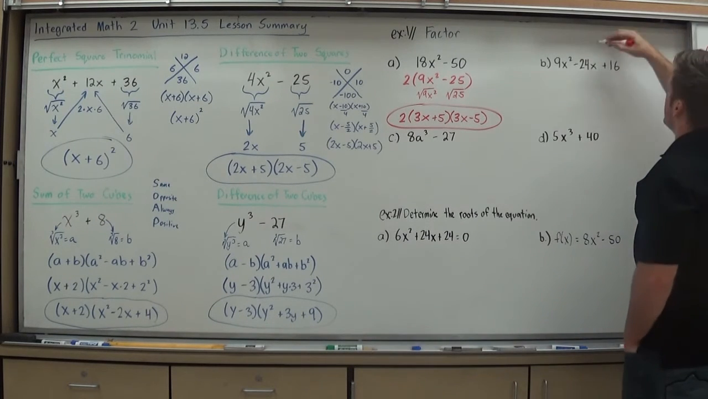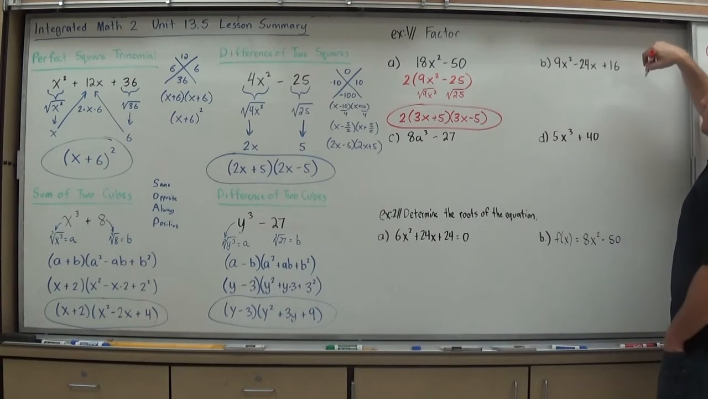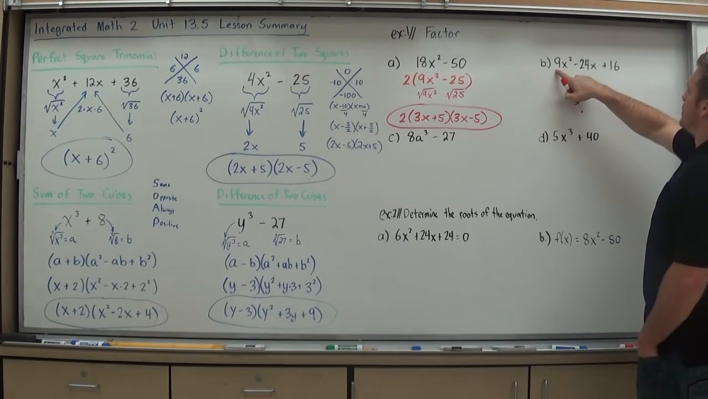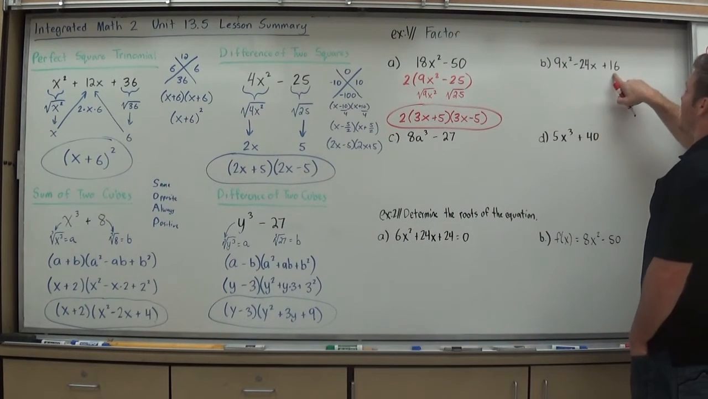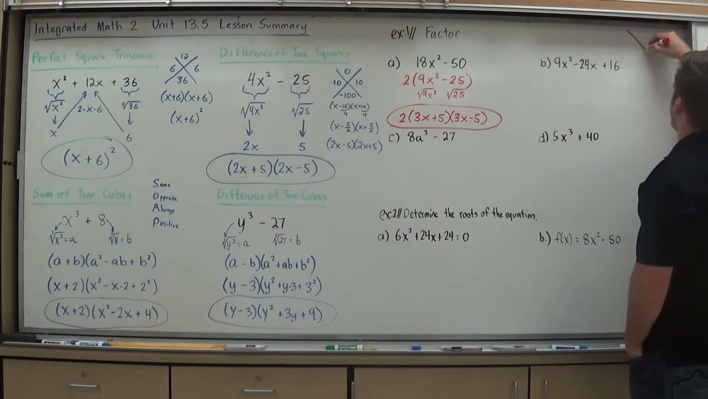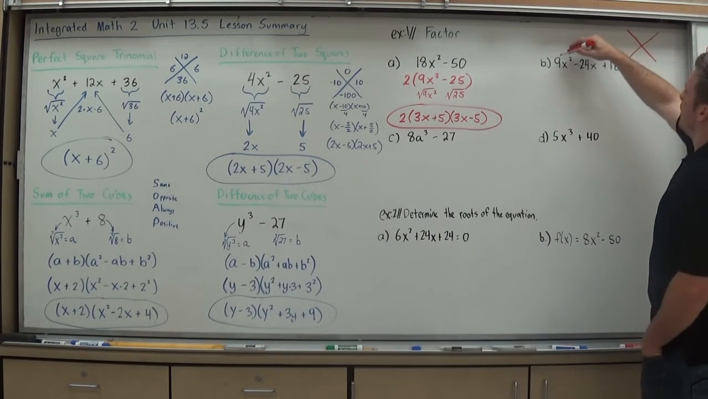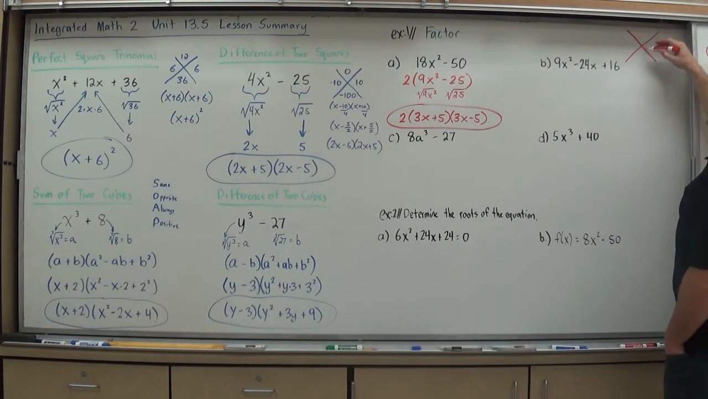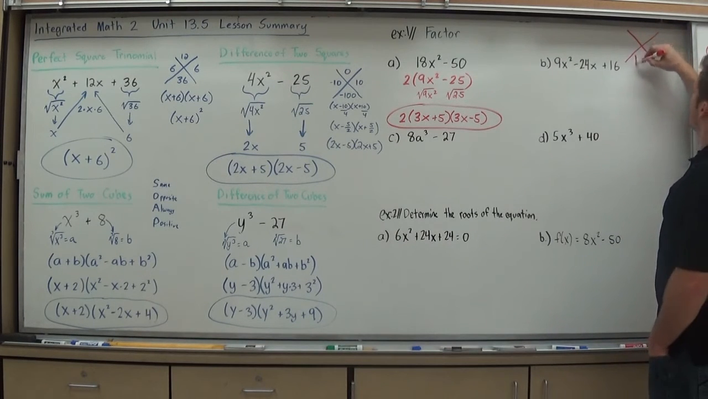Let's try factoring this. It is a trinomial. There's no GCF. 3 goes into 9 and 24, but not 16. 4 goes into 24 and 16, but not 9. So I'm stuck doing a diamond for this, and it's not a nice one. 9 times 10 is 90. 9 times 6 is 54. 90 and 54 is 144.